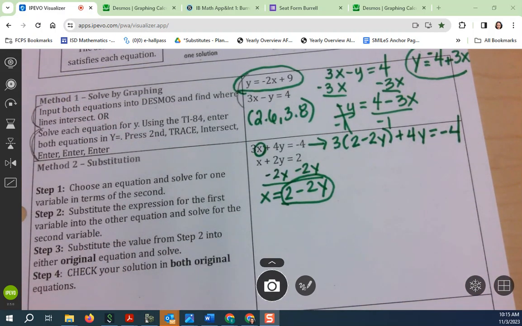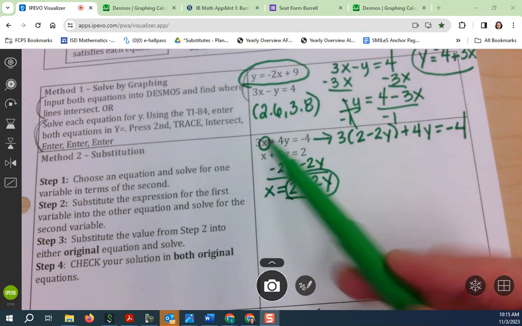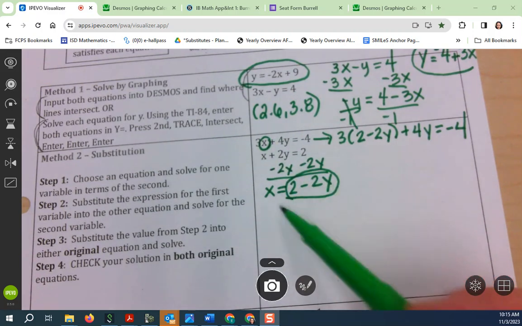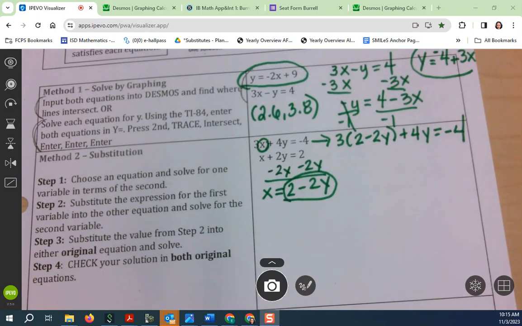So I took one equation and I got a variable by itself. I took what the x equals, and in the other equation, I replaced the x with what the x equals. The advantage here is that now my equation only has y's in it. It doesn't have x's and y's. And so now I can solve for y.